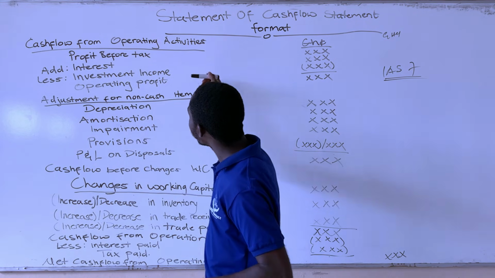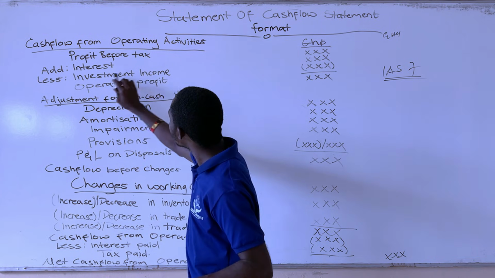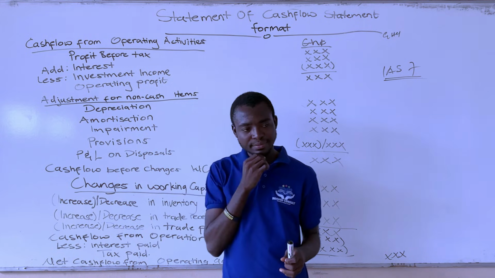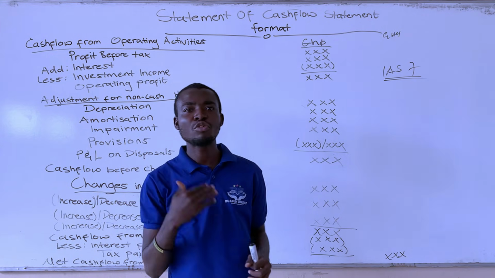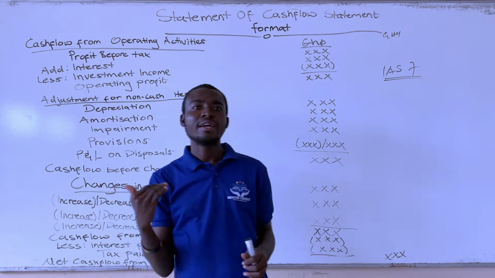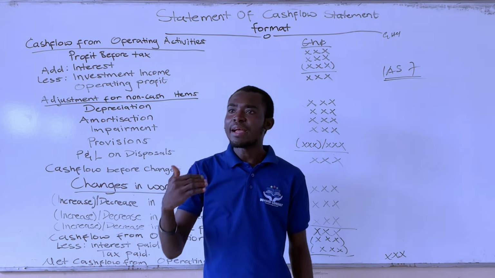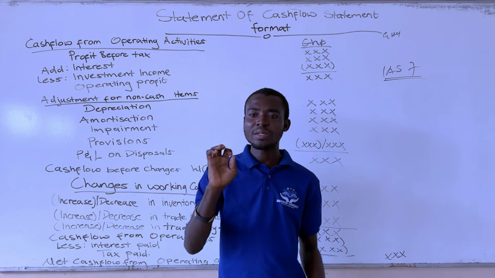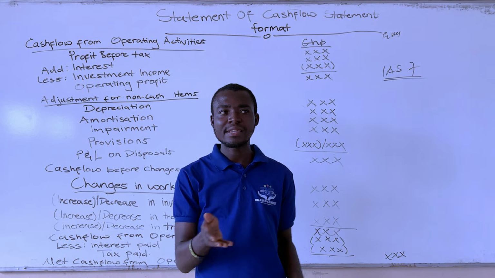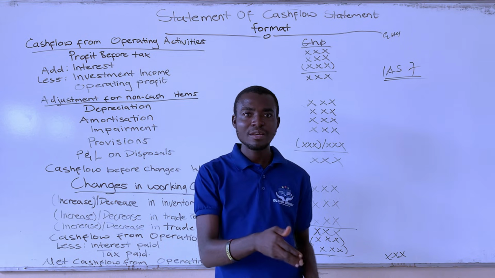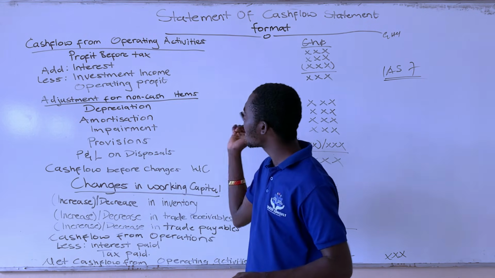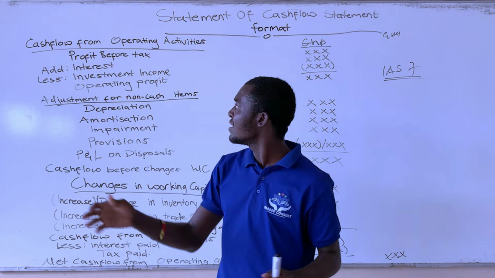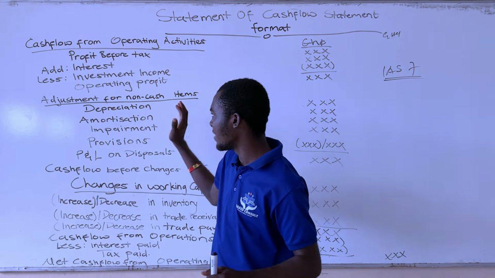And then after having your interest, you less your investment income. Don't forget that when you are preparing your trading profit and loss account, and there is investment income, we add it to net gross profit as our other income. But investment income is not part of the principal activities of the organization. That's the operating activities of the organization.